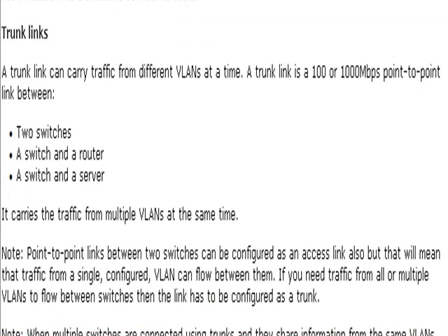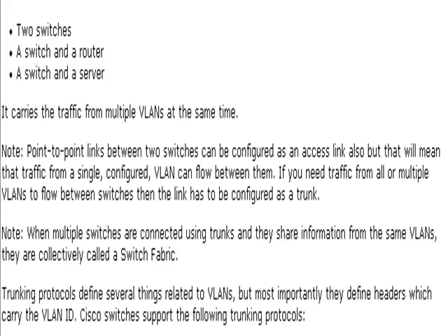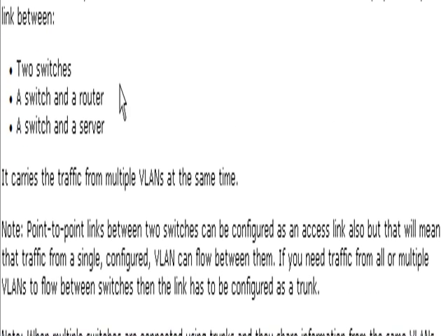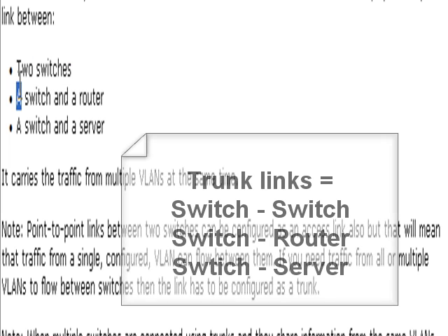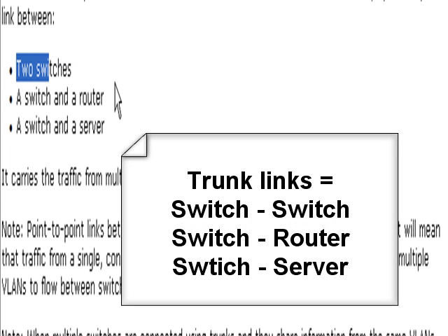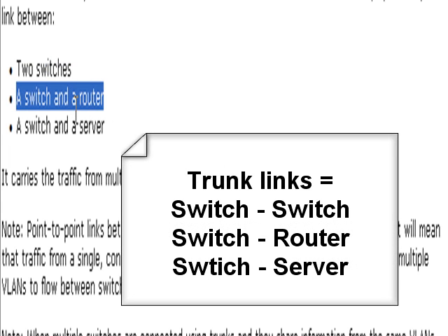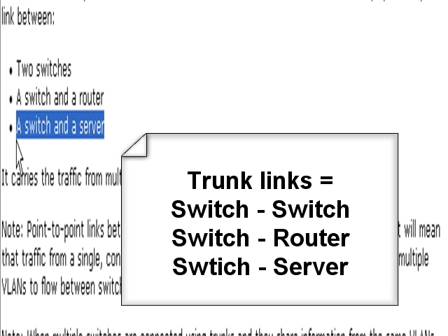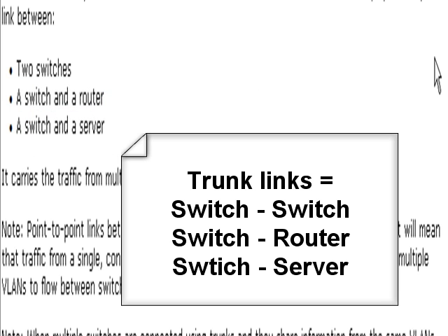A trunk link is a 100 or 1000 megabit per second point-to-point link. Now here's something to bear in mind, a nice little exam question that they can ask. It can be between two switches, which is the standard thing, a switch and a router, which we'll come to, and a switch and a server. You can get special network cards where you can basically have a trunk link between a switch and a server. The whole point of a trunk link is it carries traffic from multiple VLANs at the same time.